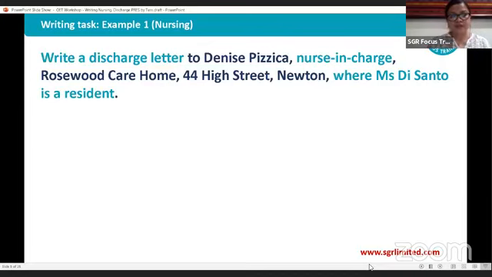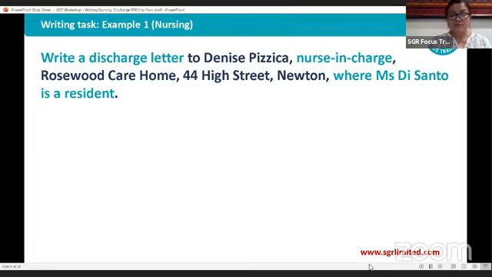The first thing that we can gather is that the purpose of our letter is to write a discharge letter. So again, therefore, the focus would be more on what type of care and continued management your patient would be requiring from your recipient. In this case, a nurse in charge at the Rosewood Care Home.